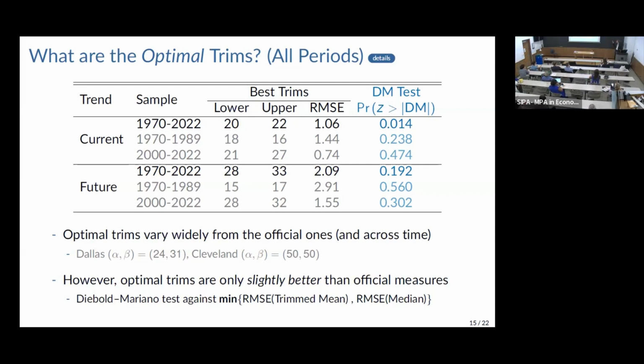At the same time, the optimal trims are also just slightly better than any of the official measures. This is the Diebold-Mariano test against the minimum of the two optimal ones: the two official ones versus our optimal ones. So you can test whether they should be different, and basically, that's not the case.